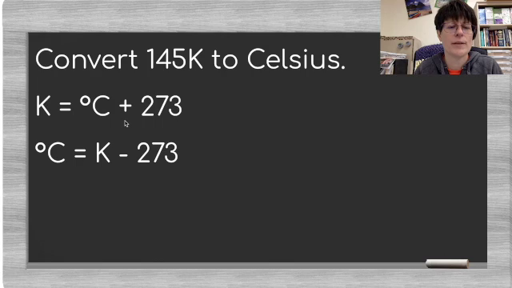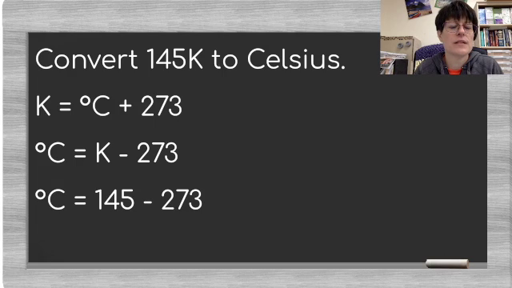rearrange the formula. And we will subtract 273 from both sides to get degrees Celsius by itself. And so the formula becomes degrees Celsius equals Kelvin minus 273. So Celsius equals 145 minus 273. So 145 K is negative 128 degrees Celsius. That's pretty cold.